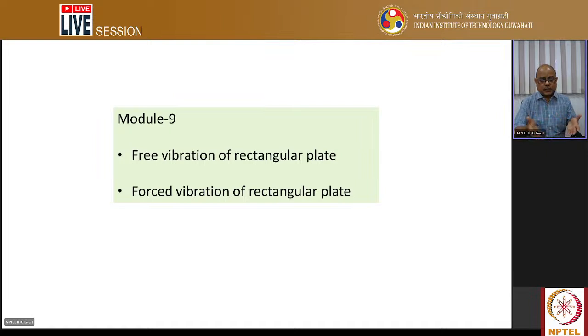So that is there, and we'll see how the vibration characteristics are obtained, especially the modal characteristics, frequencies, and mode shapes for the plate. And what is the difference between the mode shape of the plate and the mode shape of the beam? That we will also see here. Then I will discuss the forced vibration of rectangular plate with the help of the modal superposition technique.